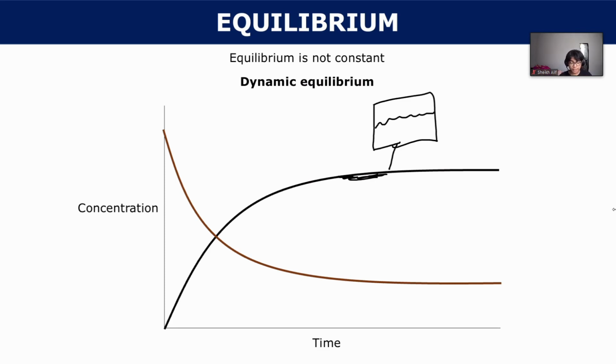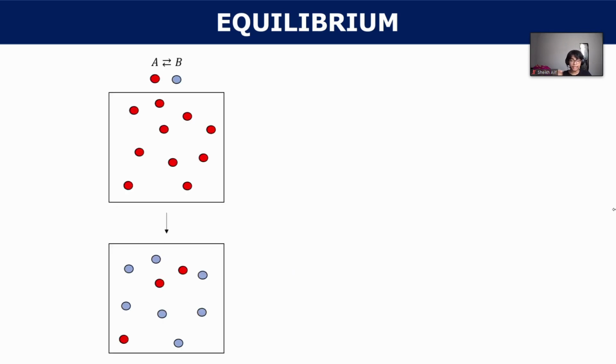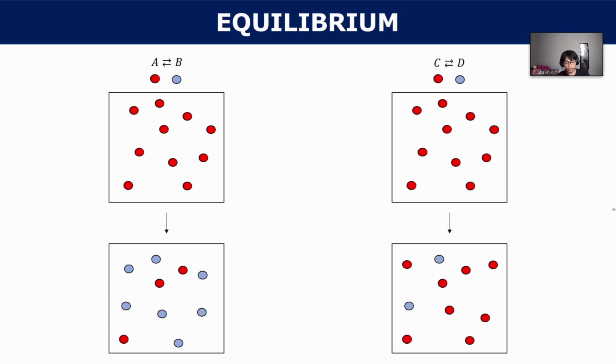We can have different types of equilibrium. First of all, if we have something like A to B where red turns to blue, you can have one where at the end there's a lot more blue than red. We say that the equilibrium is a lot more product favored than reactant favored. But you may have another type where C is going to D, and at the end you have a lot of red molecules as opposed to blue molecules.